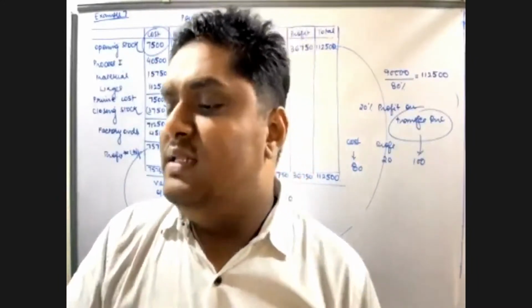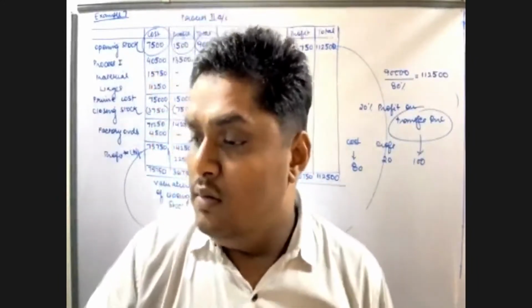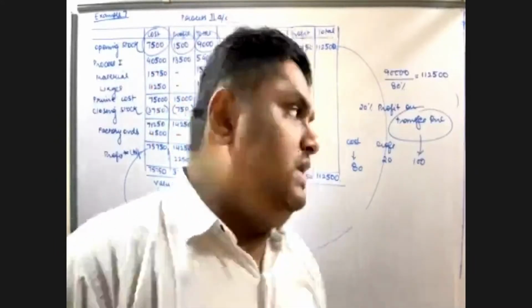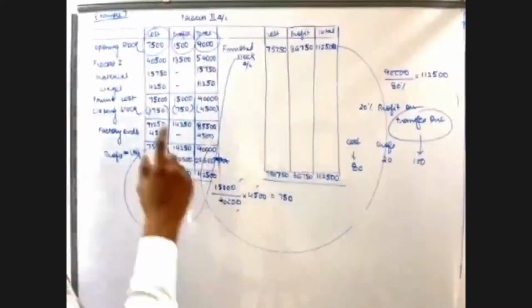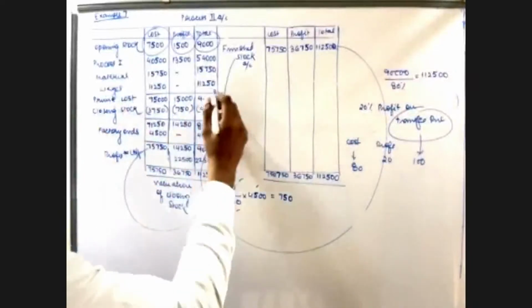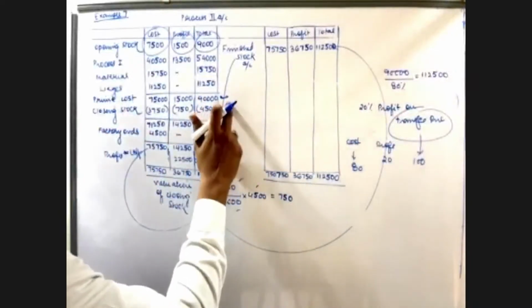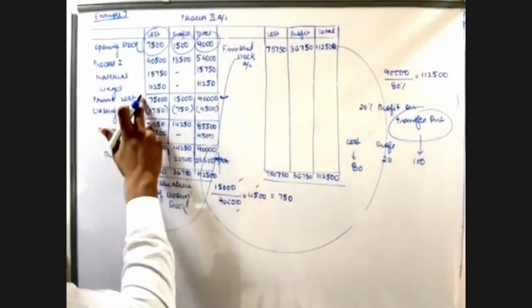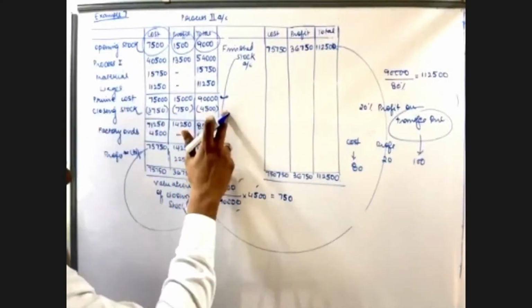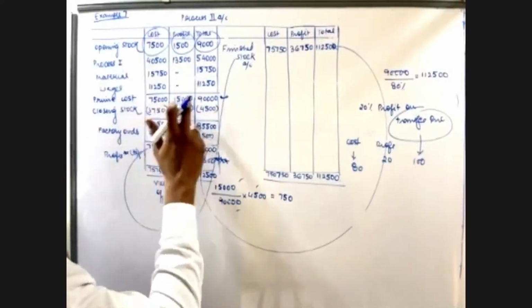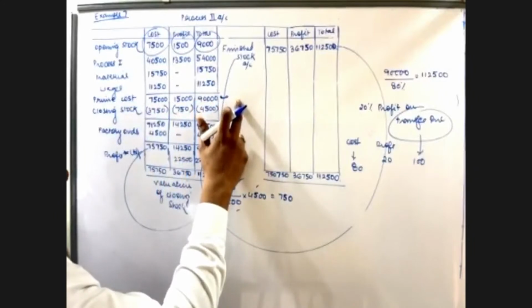See, Kavita, it is given in the question. See, the purpose of calculating these figures is why? Because it is given in the question that the closing stock is valued at prime cost. That's why we have calculated these three figures.